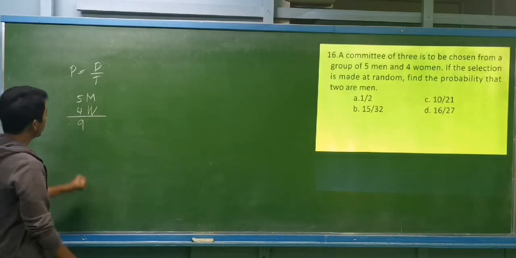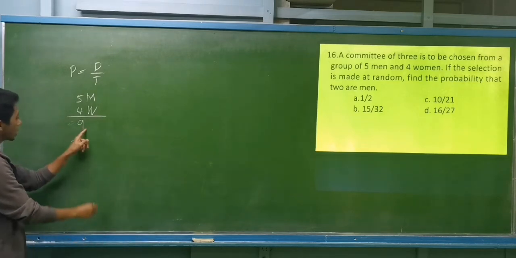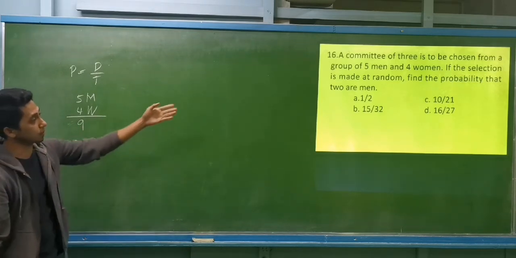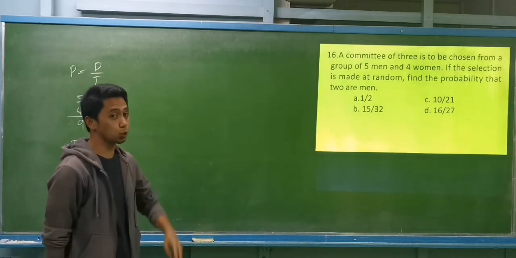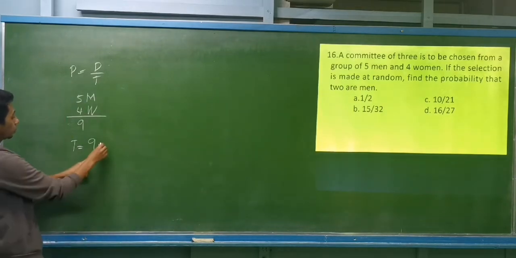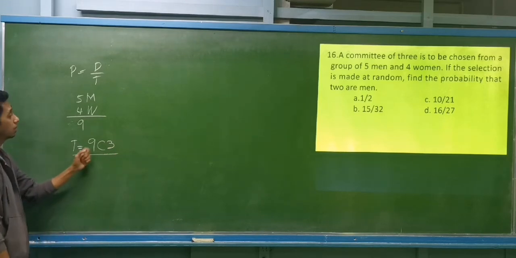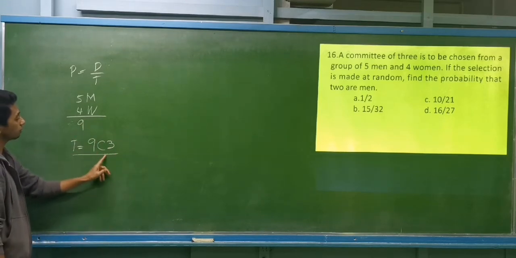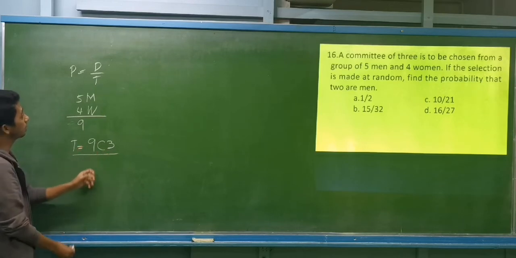Okay? Pero yung total natin is, gagamit tayo dito ng combination. Mula sa siyam, ano daw yung gagawin sa problem? If the selection is made at random, find the probability that 2 are men. Pero a committee of 3. So mula sa siyam na to, kukuha tayo ng 3. Okay, that is your total. So from the total, we are looking for 3. Okay, we are taking 3 from 9.